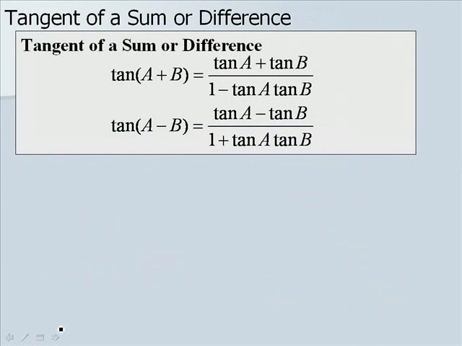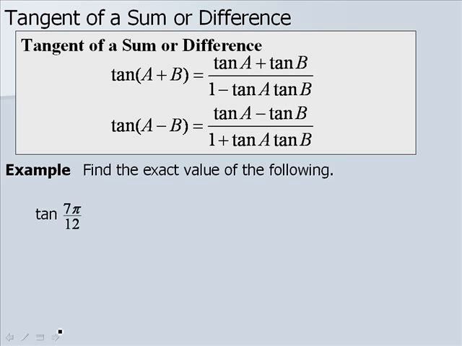Now let's look at tangent with a sum and difference. Tangent of a plus b is the tangent of a plus tangent of b over 1 minus tangent of a tangent of b. And with subtraction, it's the same. The signs change in the numerator and the denominator from what they were previously. So let's do one example using tangent.